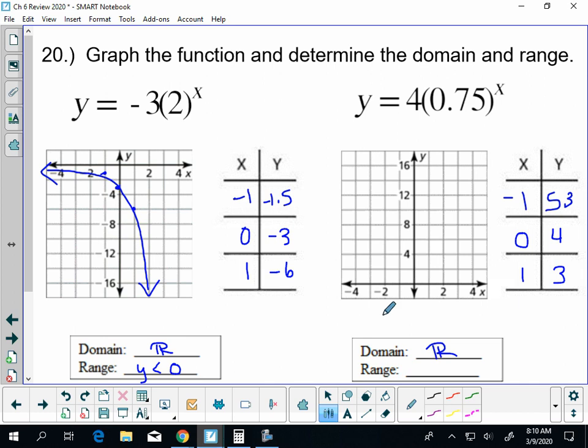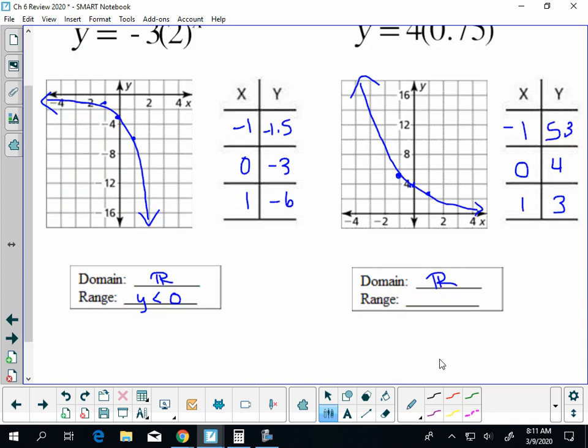So let's go ahead and graph that. Negative 1 is 5.3. And again, you're just going to have to estimate. 0, 4, 1, 3. And again, I'm going to get really close to the x-axis, go down, but don't cross it. And here, all my y's are positive, so my range is y is greater than 0.